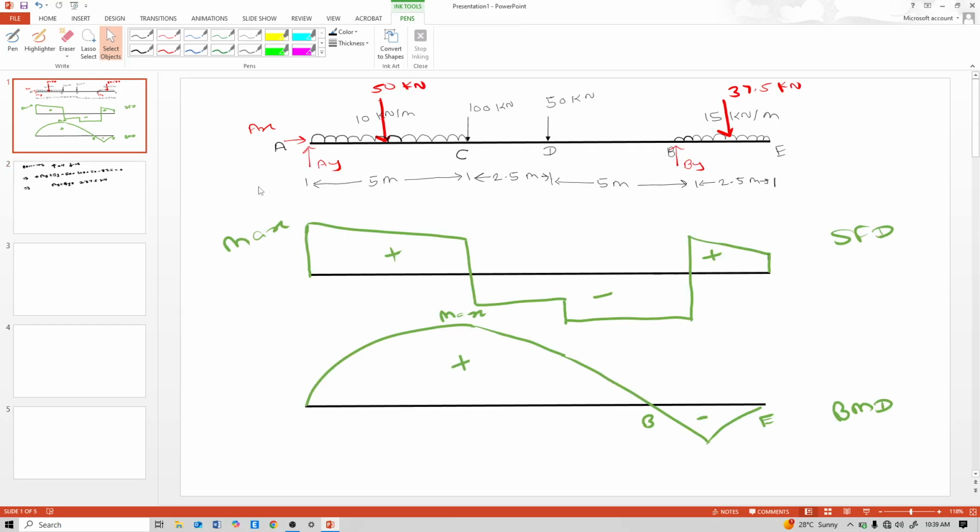We had not calculated this AX because there is no force for equilibrium in the X direction. This AX is equal to 0. That means the axial force diagram is 0 here.